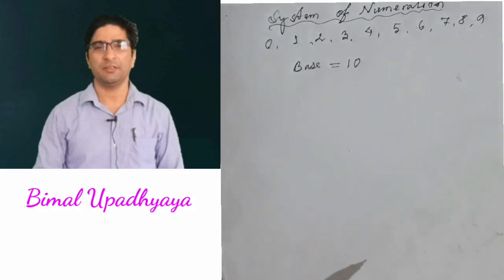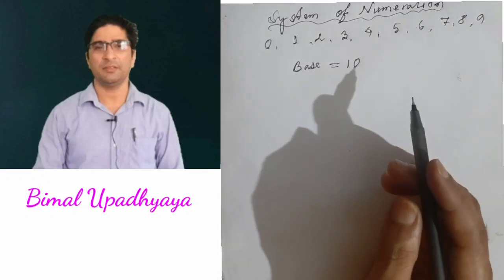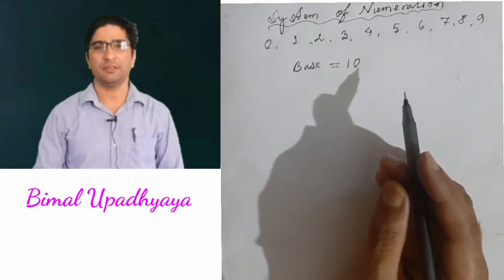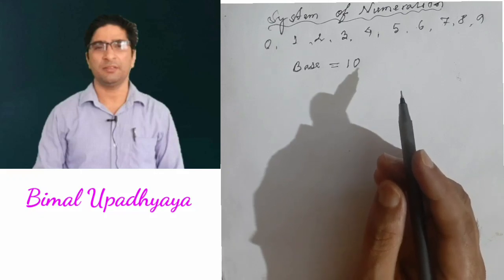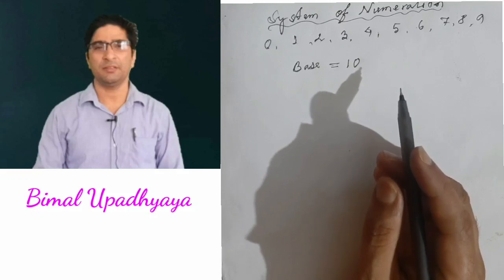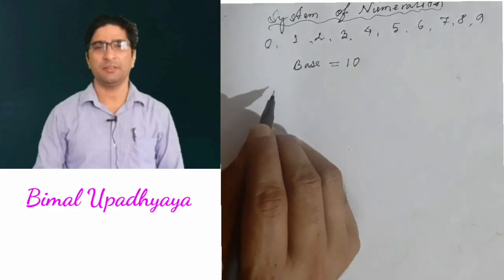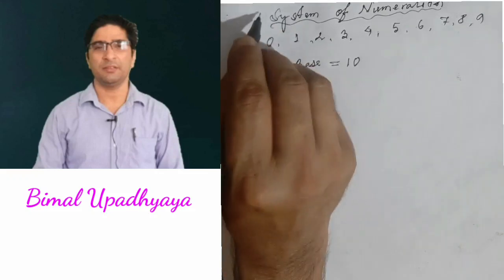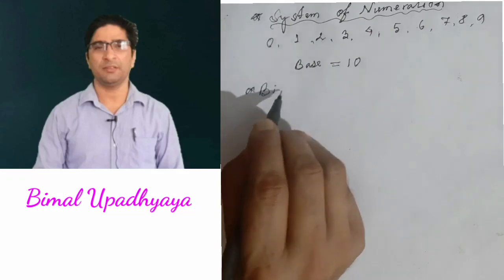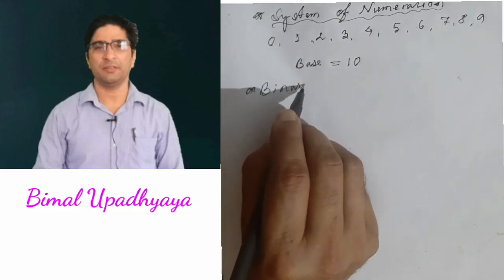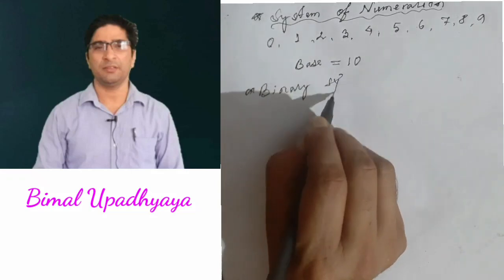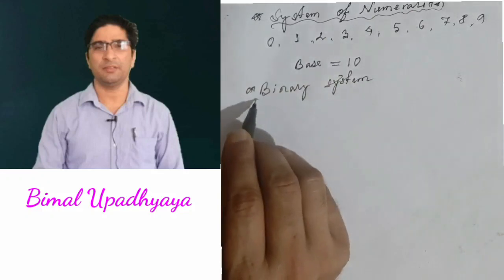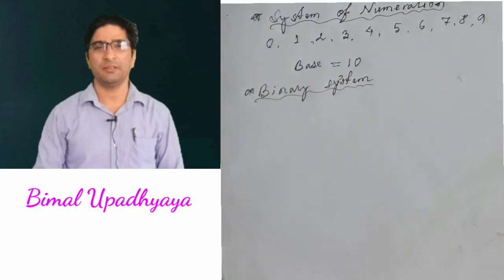Similarly, we will have some other systems of numeration, like the Roman numeral system, which we have already learnt in class 4 and 5. Here also we have some workout on the Roman numeral system, and also we will have to understand about the binary system. So the binary system of numeration we will have to learn now.